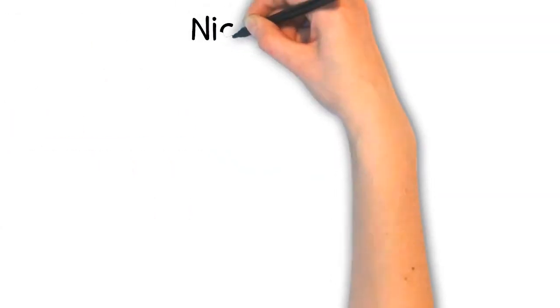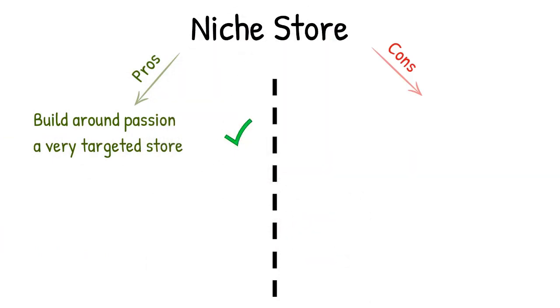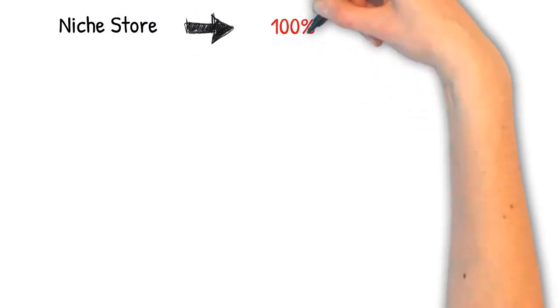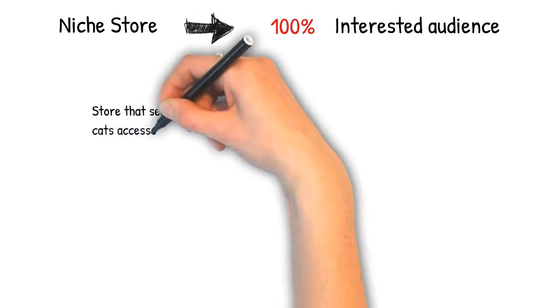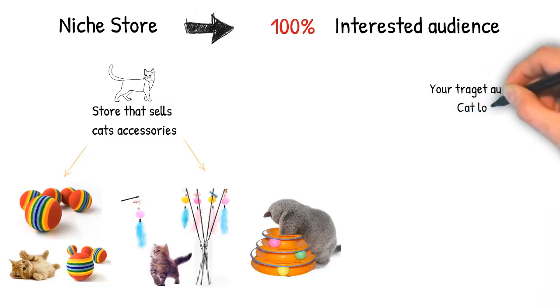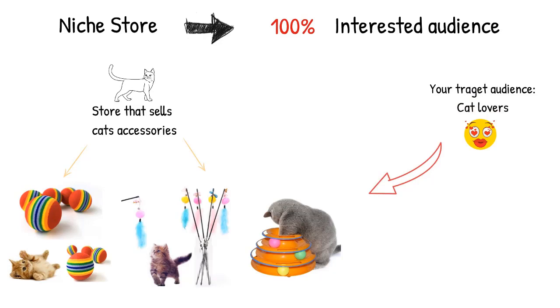On the other hand, a niche store is a store that's built around a passion. It's a very targeted store. If you have a niche store, you can be sure that people who landed on your store are 100% interested in all the products you are selling. Let's say you have a store that sells cat accessories, for example. In your ads, you will be targeting females and males that are interested in cats and who love cats. These people will be very attracted by your ads, and when they visit your store, they will find lots of products that attract them. And this is exactly what you want.